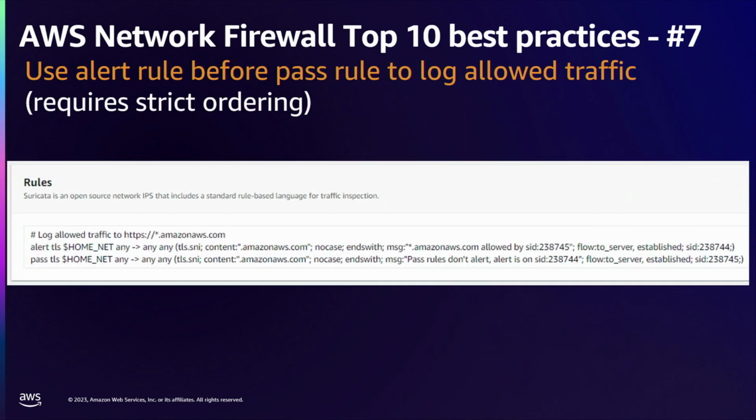Number 7 best practice is to use alert rules before pass rules. This allows for use cases where maybe you have a mandate to log everything. Even if that traffic is denied or allowed, you want to log all of it so that you can do analysis later on. In order to do that with Suricata, today to allow traffic, you use what is called a pass rule. And the pass rules don't log the traffic. They essentially allow the traffic and ignore it.